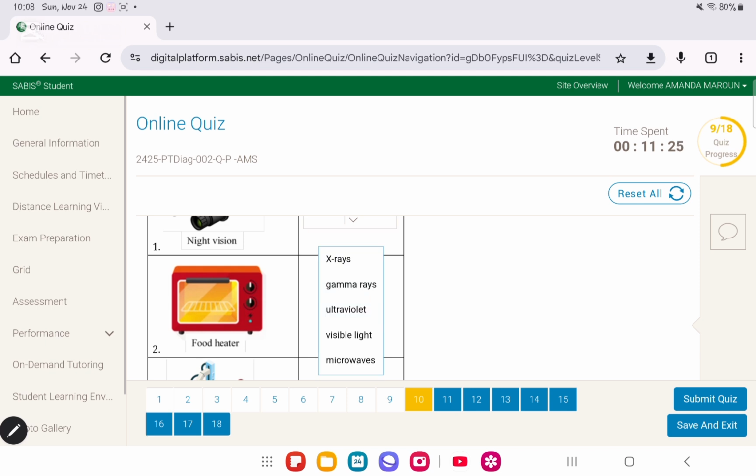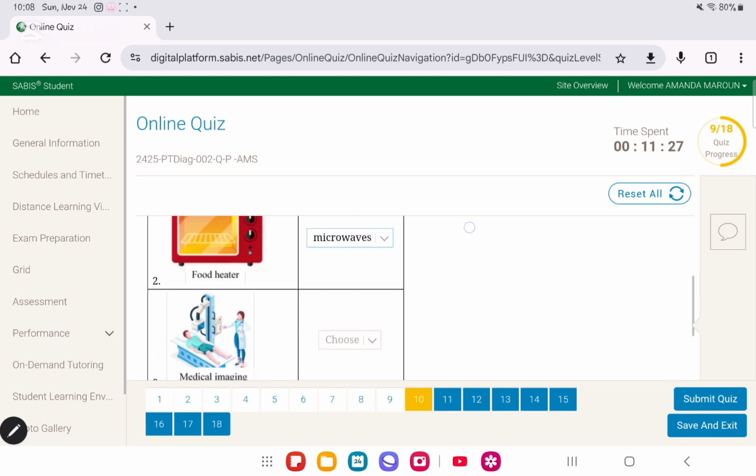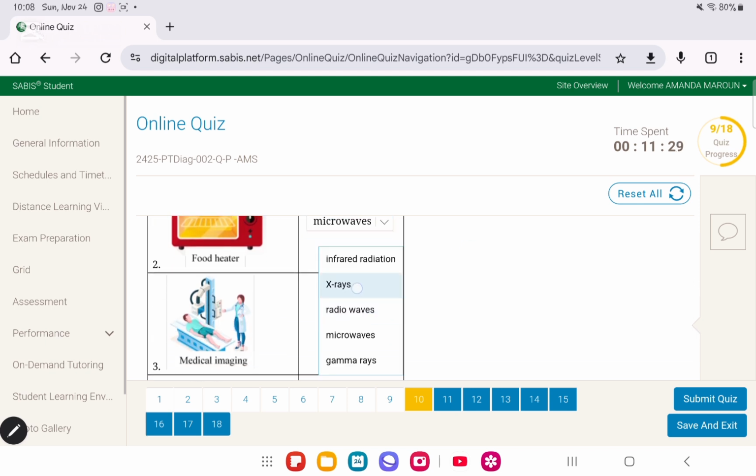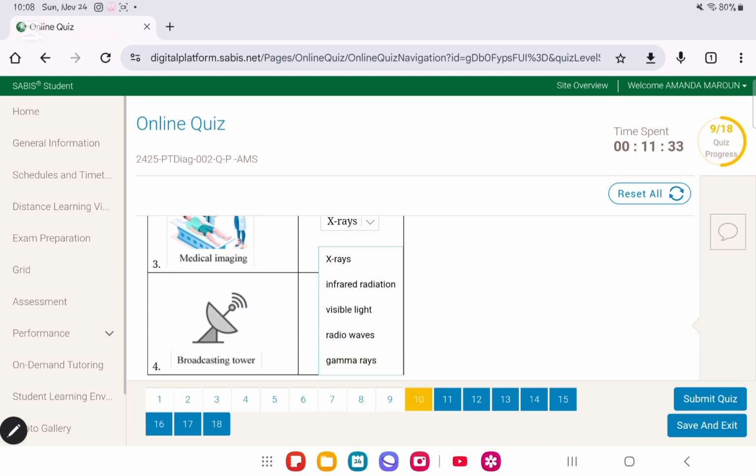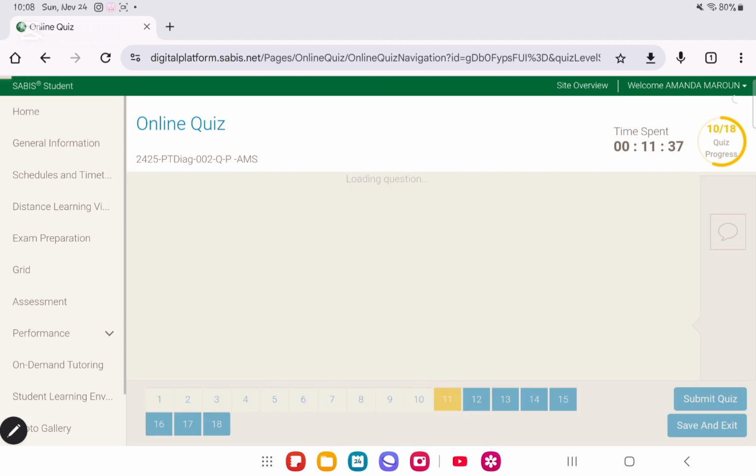Food heater, very simply a microwave, it will use microwaves. Medical imaging is literally an X-ray, so it's gonna use an X-ray. And broadcasting towers, it is like a radio, so it's gonna be using radio waves.